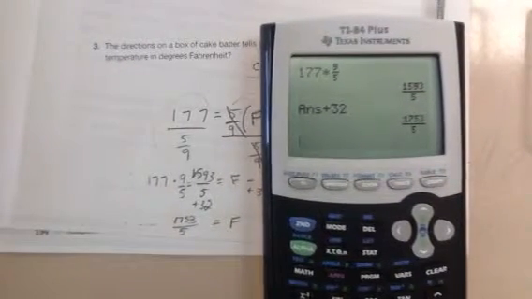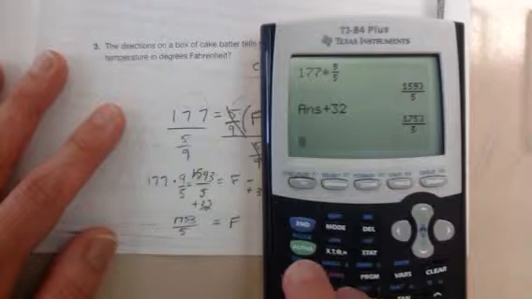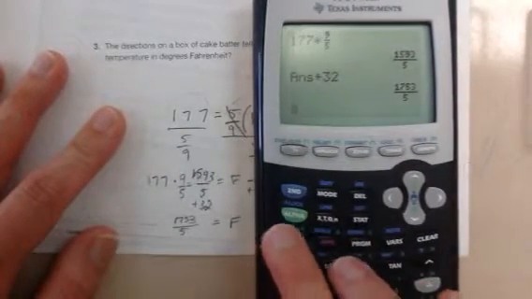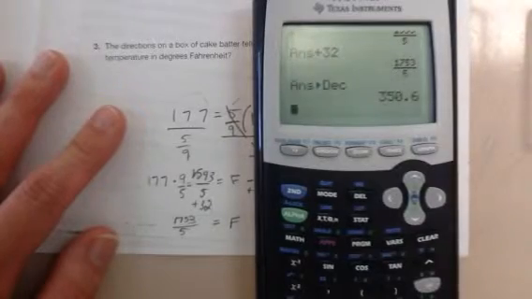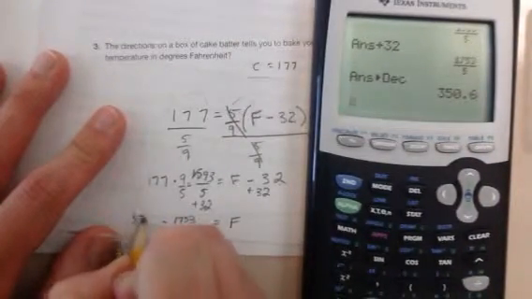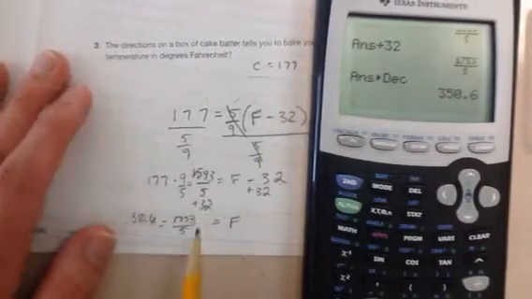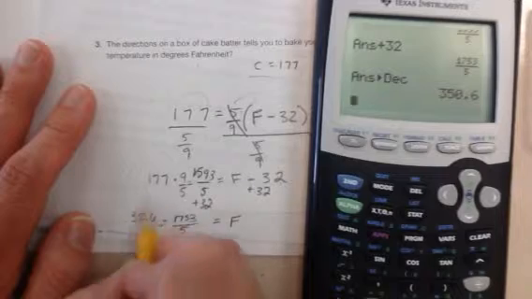But now that's not very practical. I don't know what that means in terms of degrees, like how cold or hot should I set my oven to, right? So I want to turn that into a decimal. And if I press math and go down to decimal, 350.6. Okay, so sometimes it makes sense to work in fractions, sometimes it makes more sense to work in decimals.